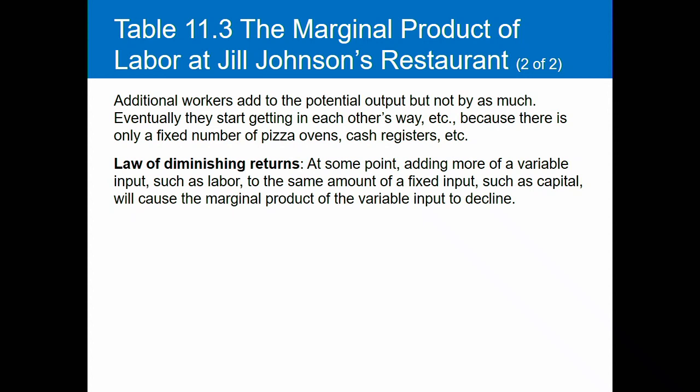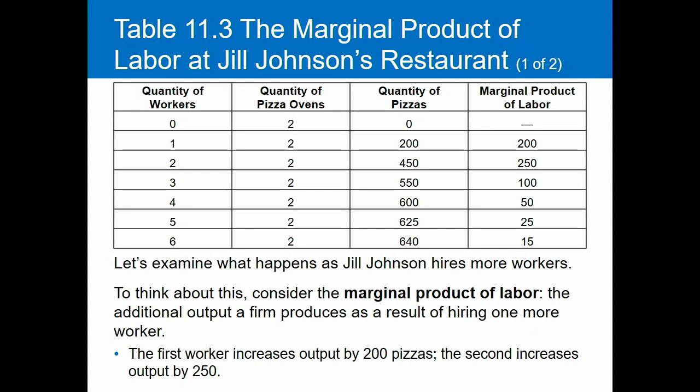So we call this the law of diminishing returns. That at a certain point, as you add more of a variable input, so in this case labor, to the same amount of fixed input, the marginal product of the variable input is going to decline. So in this case, the marginal product of labor is going to fall because the number of pizza ovens is staying the same.